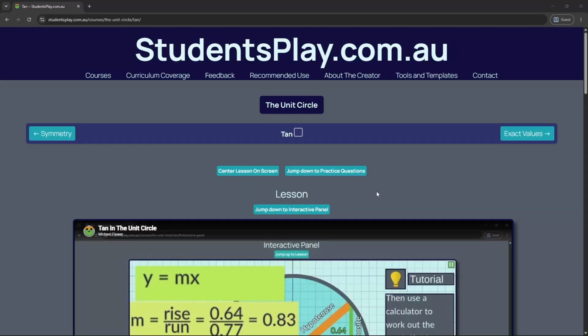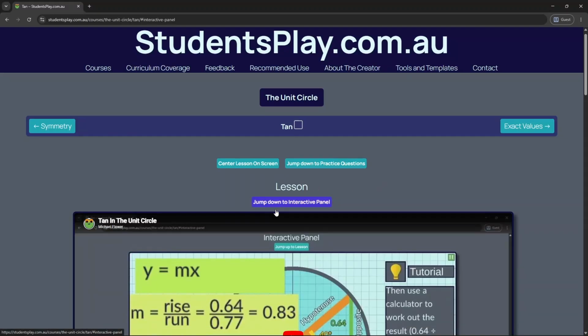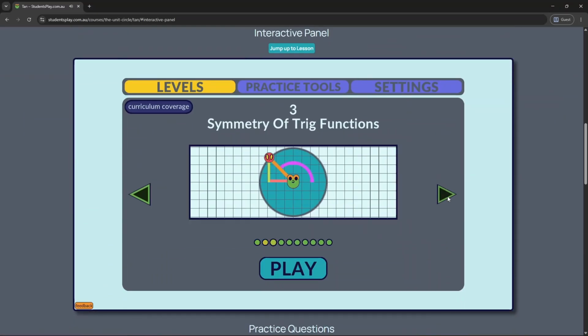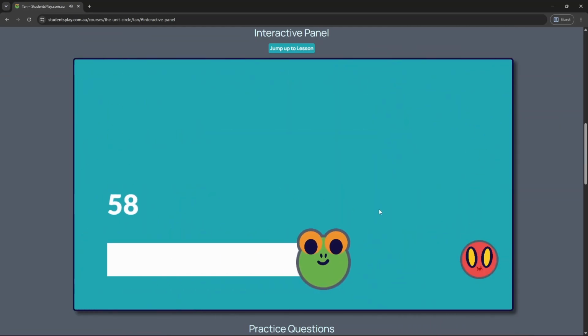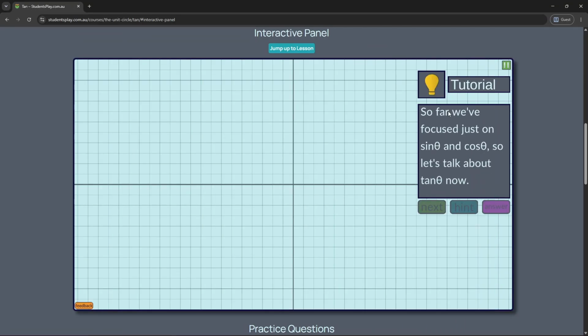This lesson is about tan. Let's jump down to the interactive panel, go across here to tan and press play. So far we focused just on sine theta and cos theta, so let's talk about tan theta now. Trace another unit circle by dragging the dot around.